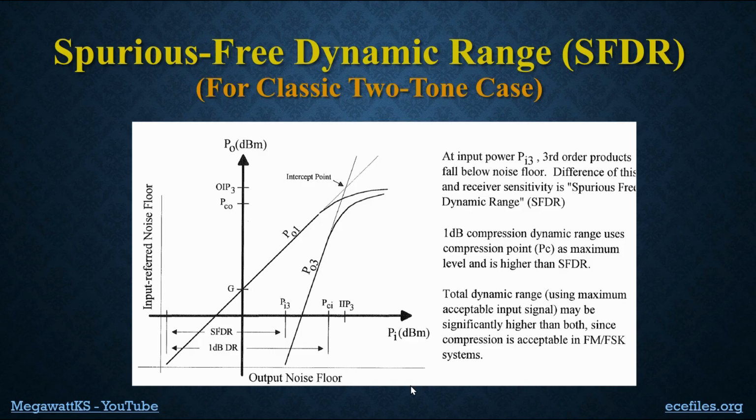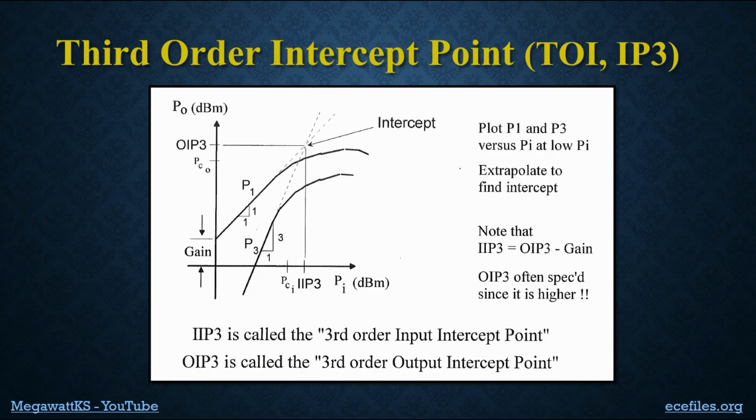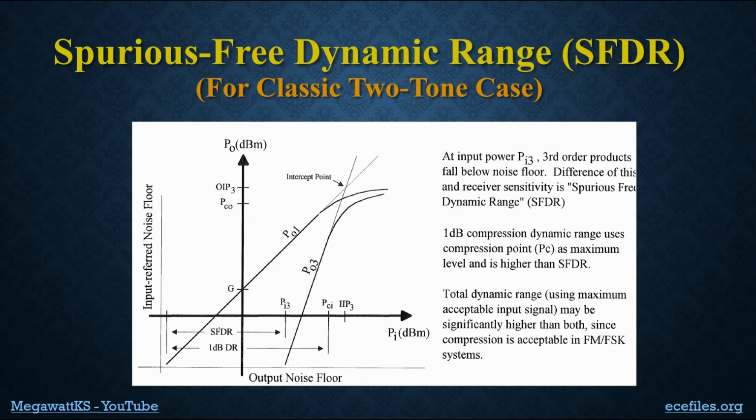Well, this is a busy graph. It's the one that I had on the cover slide. It's a very busy graph until you realize that it's pretty much the same as the intercept point graph with some additions here. The additions are that I put the noise floor on this graph. So here's the input referred noise floor, some negative 100, 120, whatever dBm. And here's the output noise floor, which is the same as the input noise floor plus the gain.